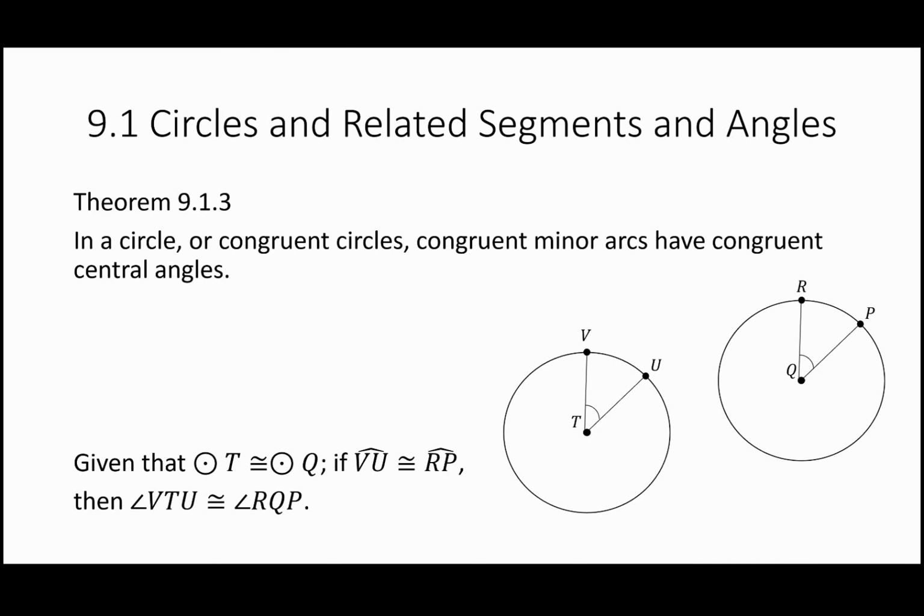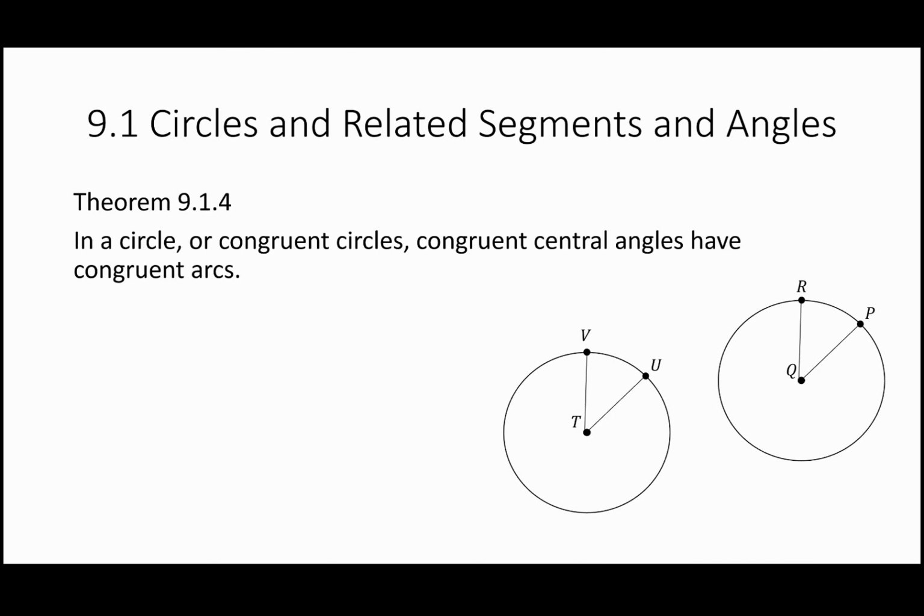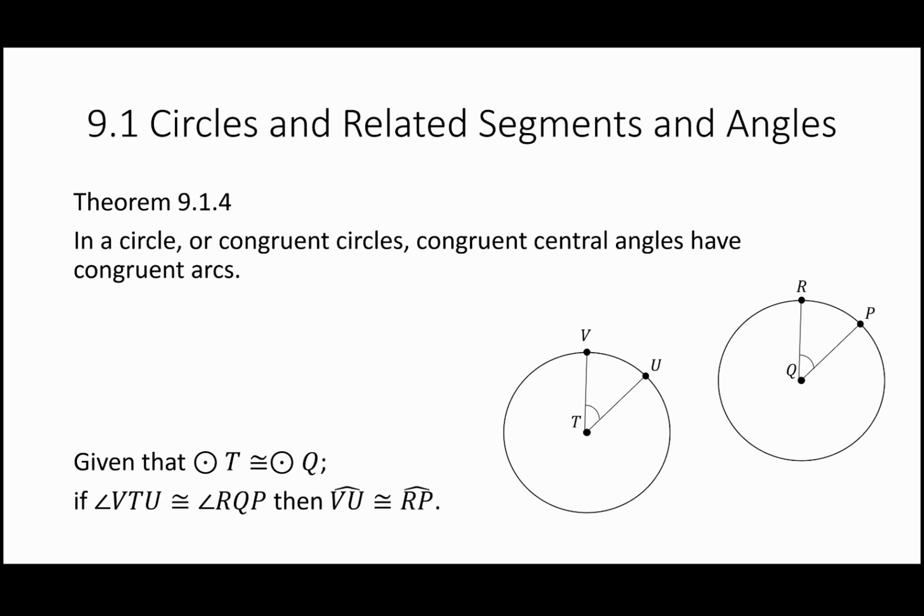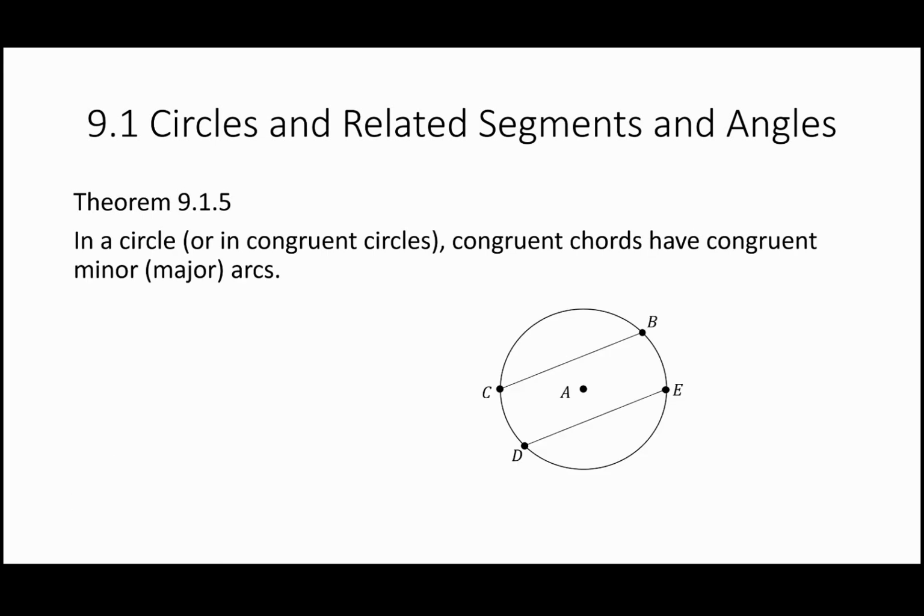There's more. Now, let's say that we wanted to go the reverse direction with it. Let's say we had two congruent circles and that their central angles are congruent. Well, then that would mean that you would be able to conclude that their intercepted arcs are therefore congruent among the two circles as well. Okay? Cool. So that's basically the converse of the 9.1.3 theorem that was just presented. Okay? All right, 9.1.5. In a circle or in congruent circles.